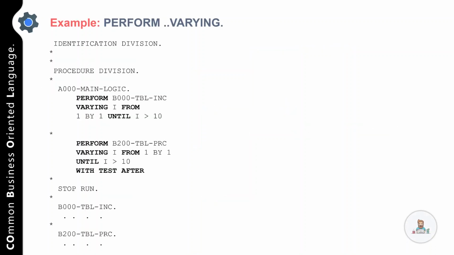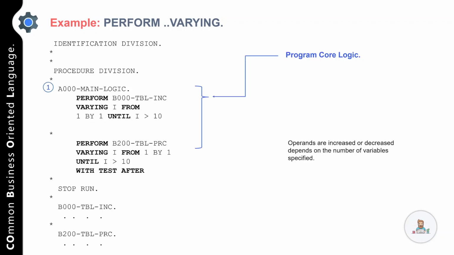Now let's talk about our third example, that is perform with varying option. In this case, if you notice, we have a procedure division. After that, you have A000-main-logic. So this is basically the core logic of the program, and you have two perform statements with varying option. The first perform statement will execute the paragraph B000-tbl-inc for the value of I, that is 1 to 10. And every time the condition is satisfied, the value of I will be incremented, right?